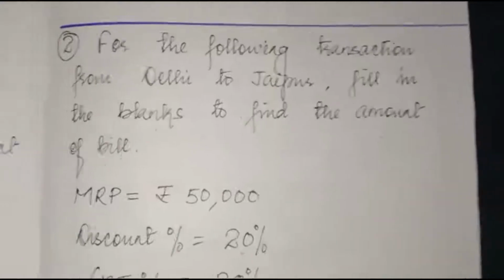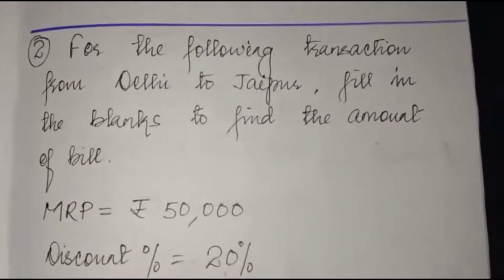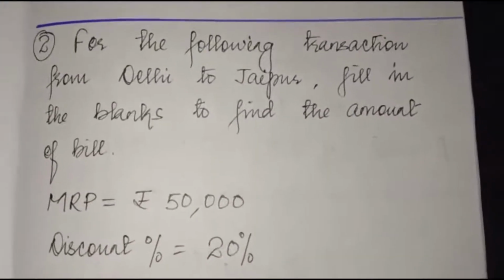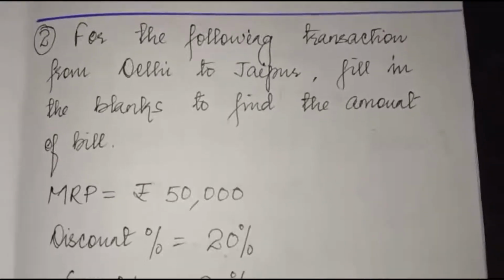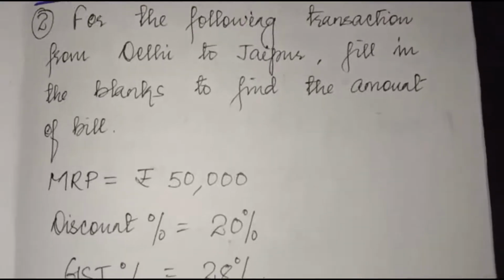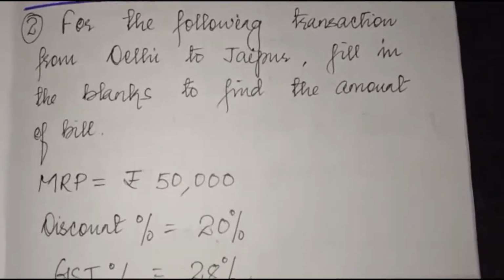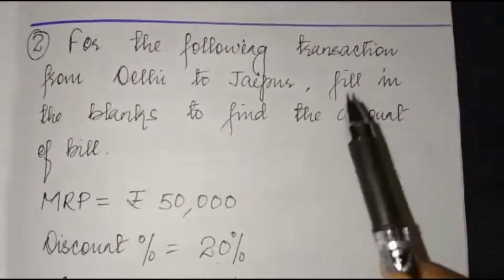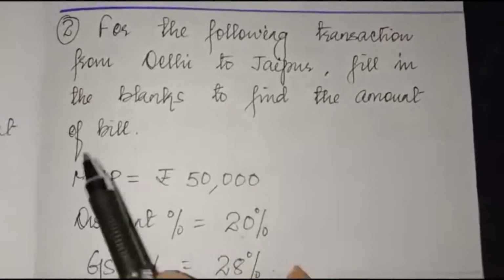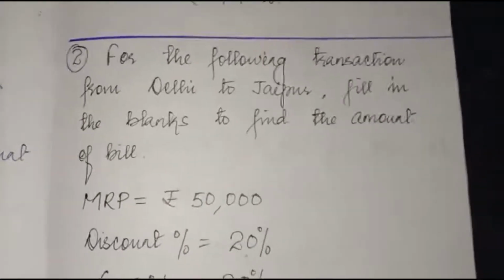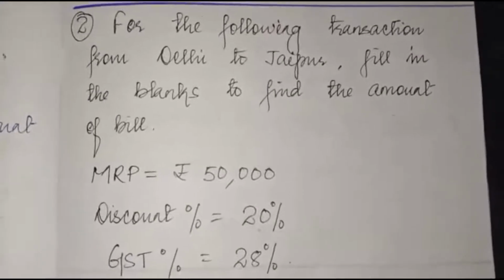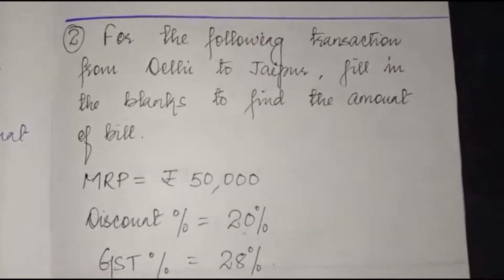Now next is question number 2. For the following transaction from Delhi to Jaipur. So from one state to another. You know Jaipur is in Rajasthan. So Delhi is one state and Jaipur is another state. Fill in the blanks to find the amount of bill. So here it is interstate, so we have to use IGST. Here SGST and CGST will be 0.